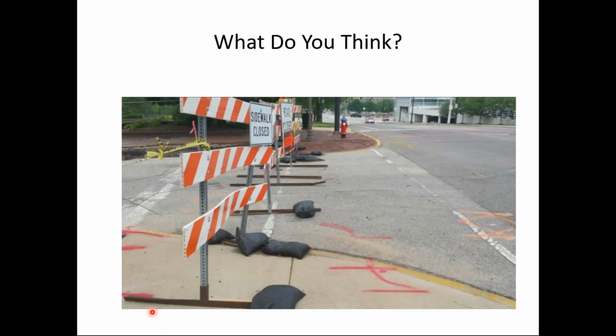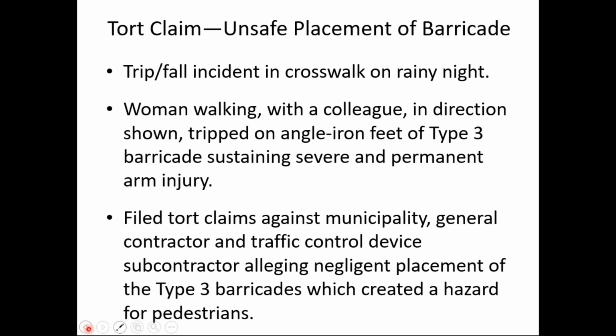Here's another one. If you recall earlier, I talked about avoiding black for the bases of signs and supports and things. Notice here, the feet of these type 3 barricades project into the marked crosswalk. And what happened here is a sad situation. This was actually an incident that led to a tort claim, a lawsuit involving unsafe placement of the barricades. It was a rainy night. Two women were walking together, walking in the direction you saw from that previous photo. And the woman who was on the left tripped on the angle iron feet of those type 3 barricades. It was dark and she said she never saw it. And she actually suffered a serious arm injury, permanent injury.